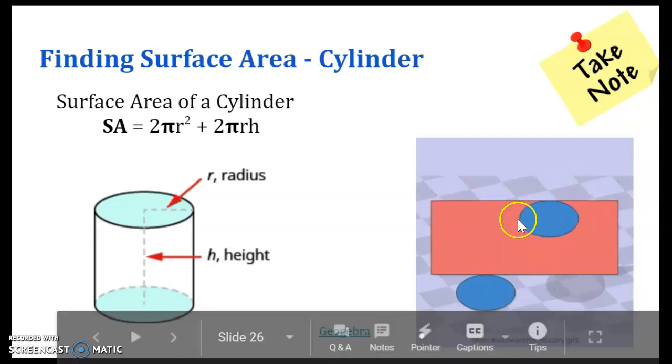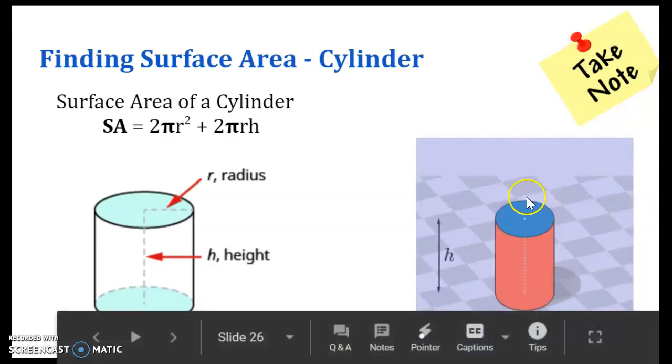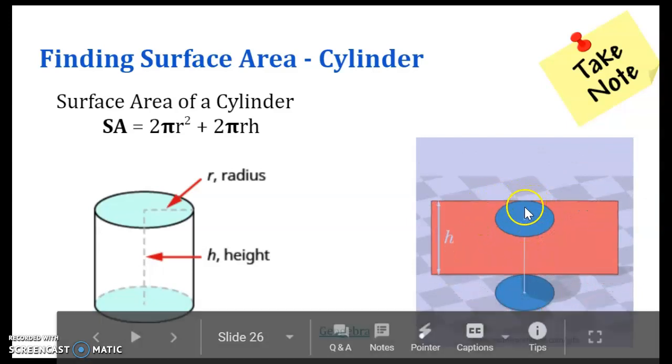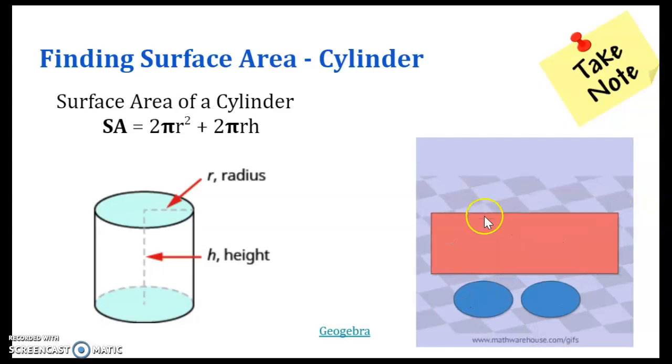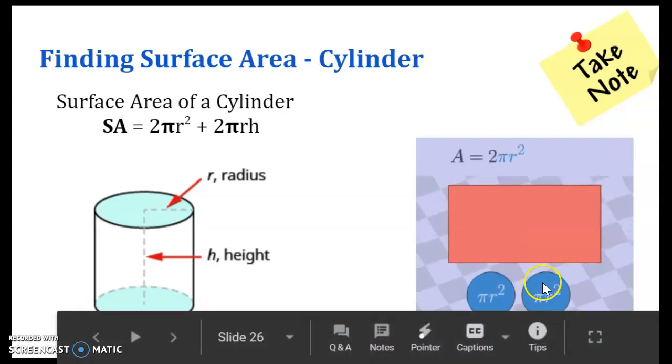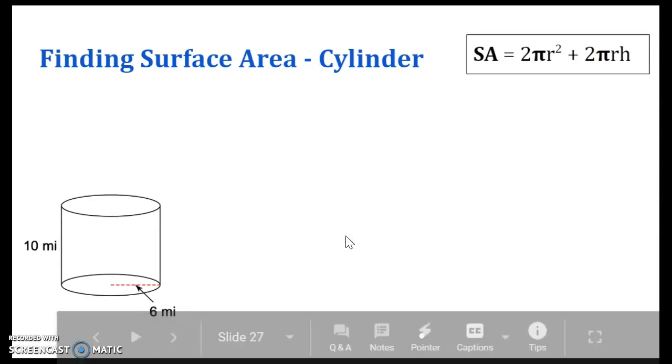Notice what happens. This length is how long it is around the outside surface, the outside circumference of this can. If you cut it and open it up, this length matches up exactly as 2 pi r, which is the circumference of the circle. So that's how you get that. So let's have a look.